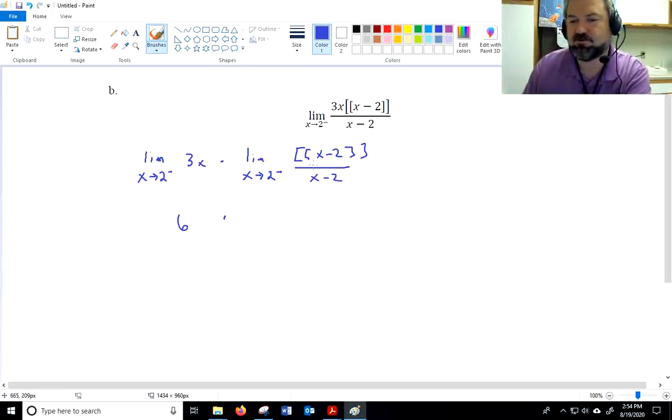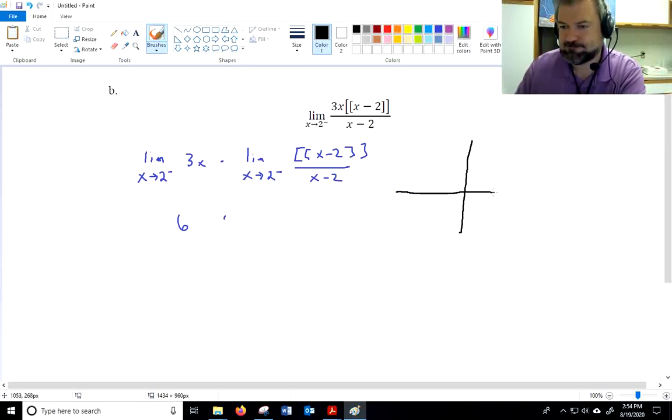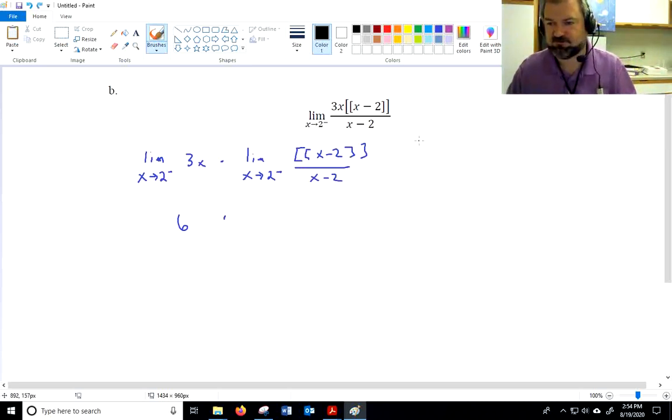So let's talk about approaching 2 from the left in this function. Oof, you know, this is a tough one. Let's take our time here. These step functions, when they have this thing down here, always kind of eat my lunch. I don't know about you.